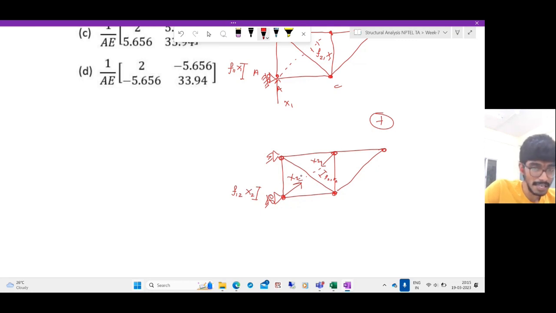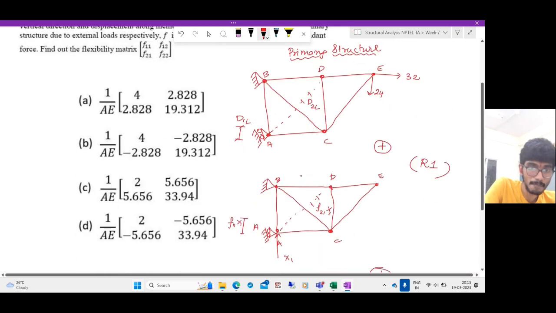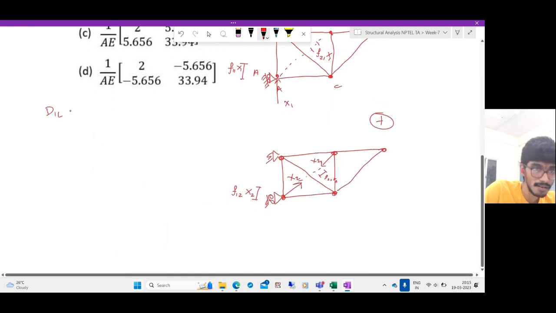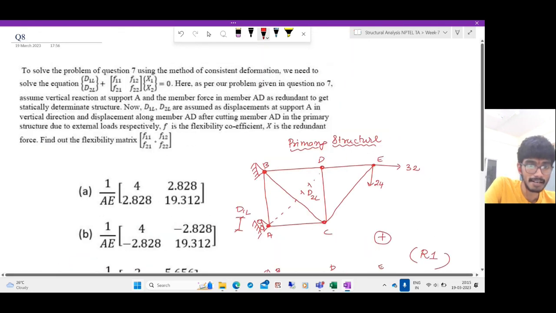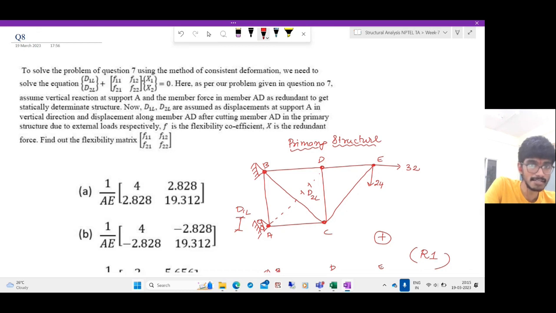So the compatibility conditions in this case will be d1L plus f11 x1 plus f12 x2 should be equal to 0. And the other mismatch should also be 0. So d2L plus f21 x1 plus f22 x2 is equal to 0. These two conditions are precisely what are represented by this matrix equation d1L d2L, this F matrix acting on X is equal to 0.